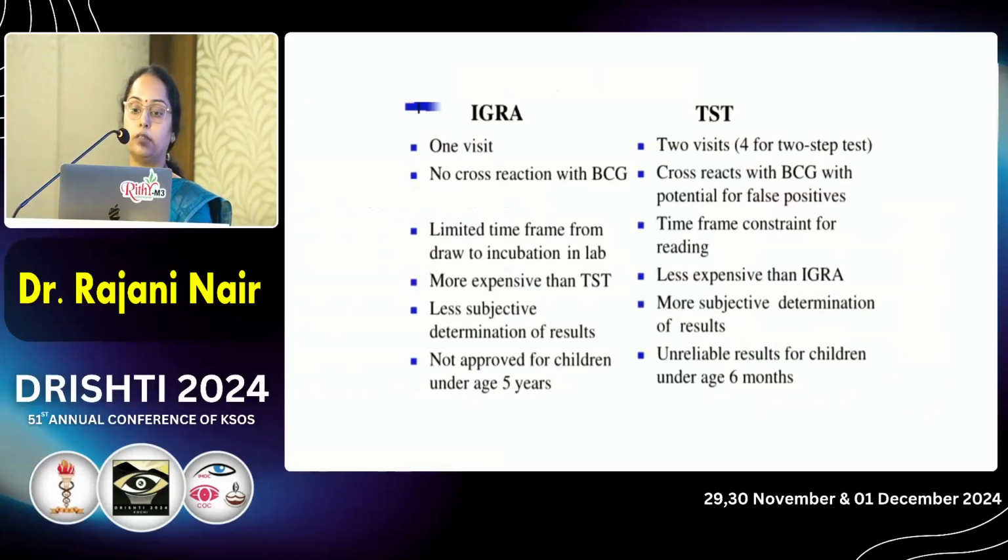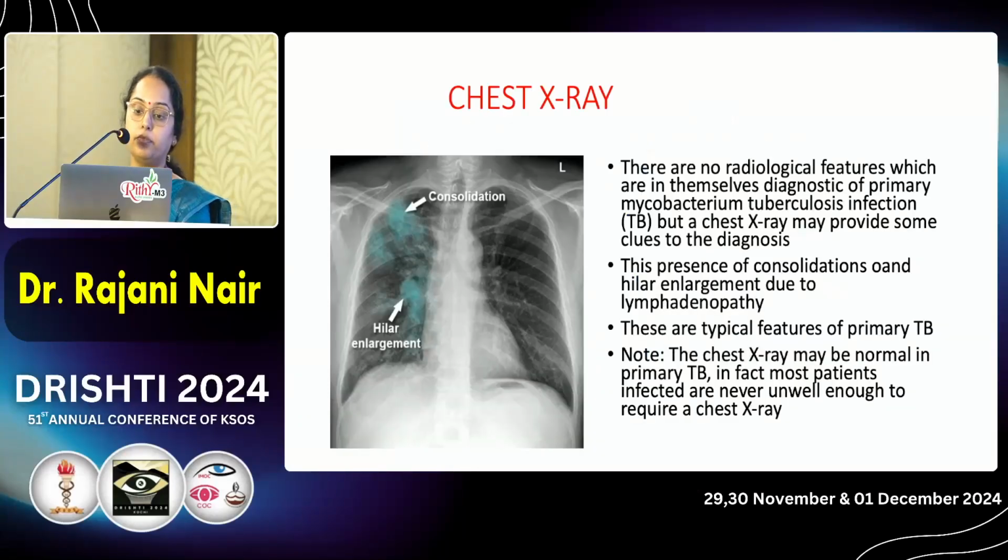So in short, what is the difference between an IGRA and TST? The advantages of IGRA are that it requires only one visit, there is no cross reaction with BCG, and a limited time frame from draw to incubation. TST requires 2 visits, and there is also variability because of the subjective determination of results in TST. However, IGRA is exempt from that. But they both share the same disadvantage, that they cannot differentiate between latent and active TB. Chest X-ray is the other modality that we use.